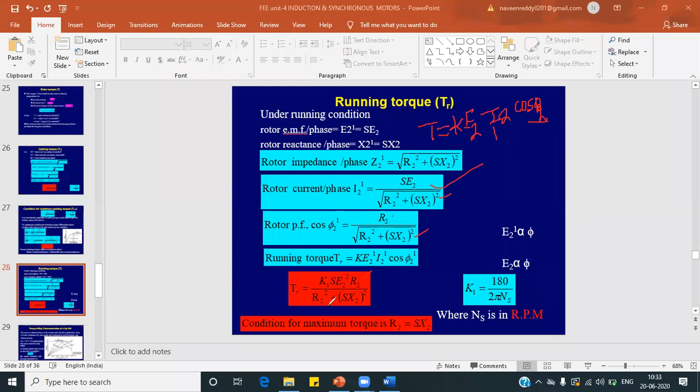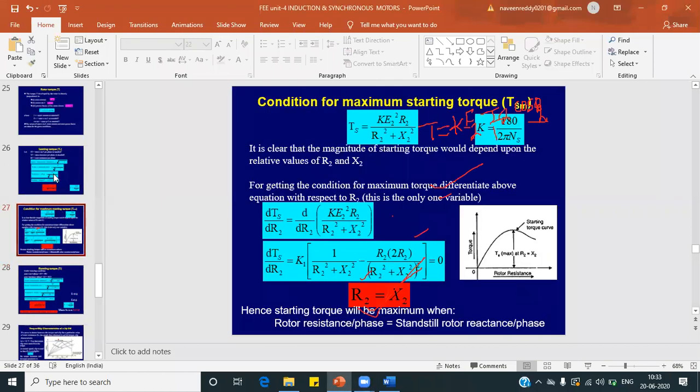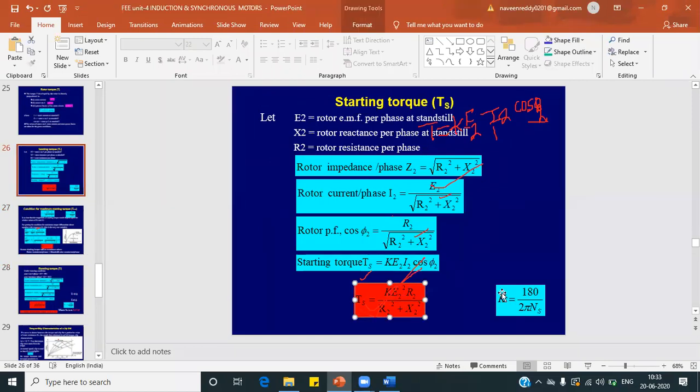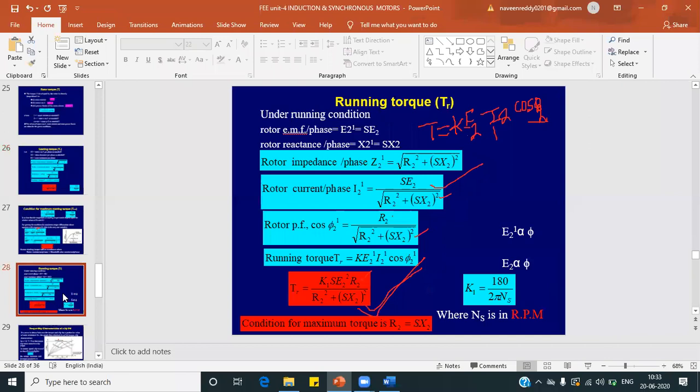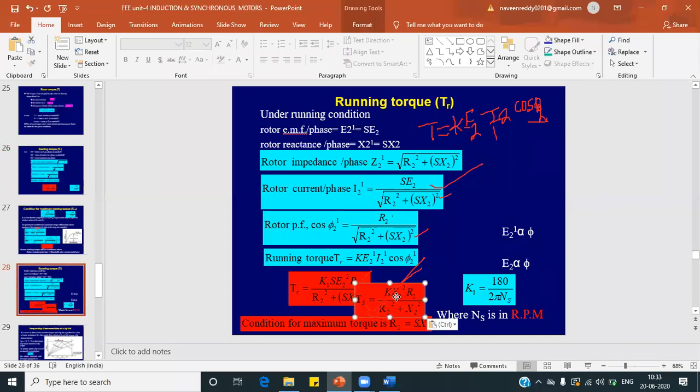So they square together and the root is cancelled. So this is the actual torque equation, right? Let me show you this torque equation, that is, the starting torque equation. I am just copying it. I will keep it aside with the running torque, right?